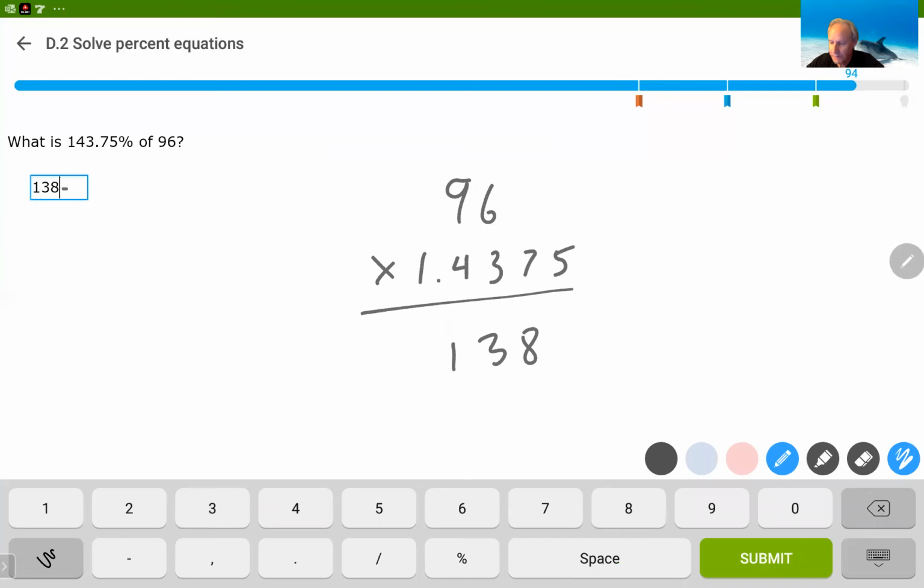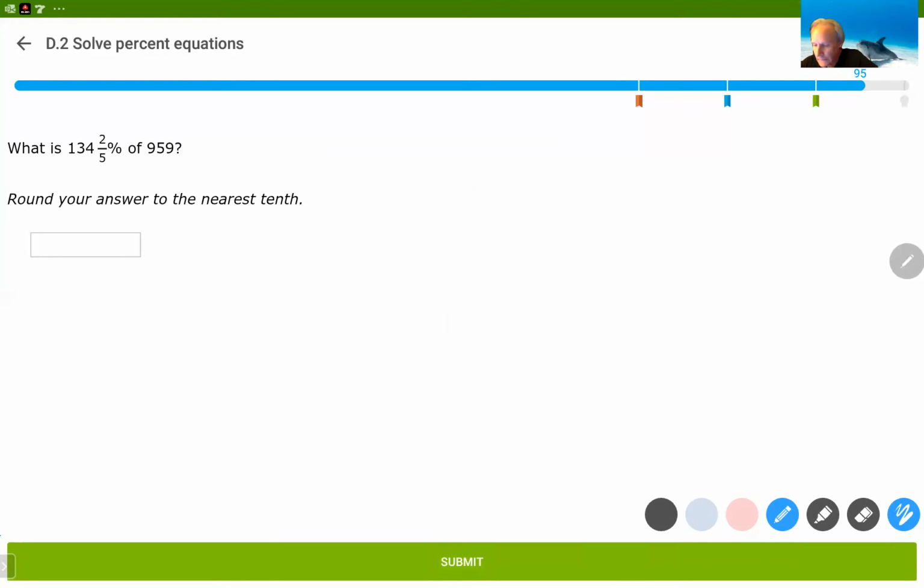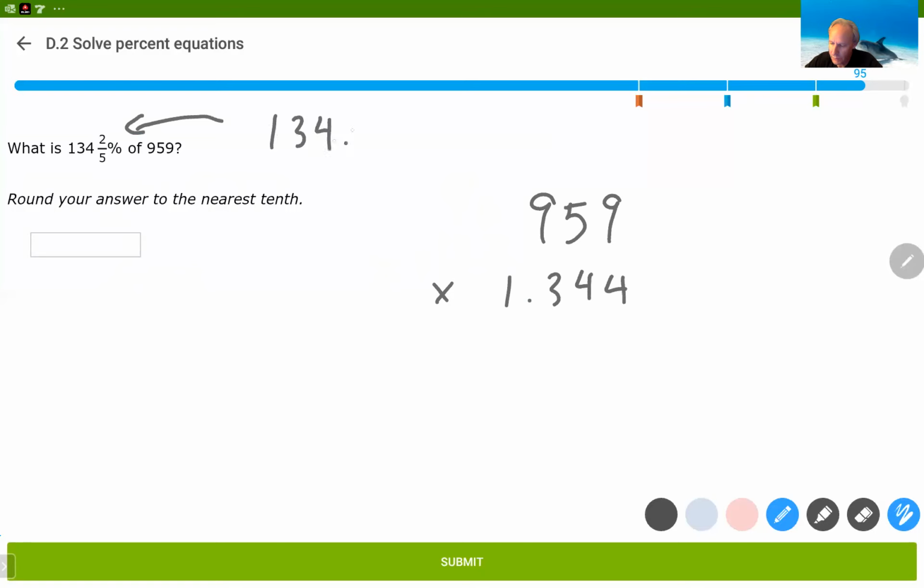Let's see if it makes sense. We want it to be about 1.5 times as big as 96, and it is. Okay, about 1 1/3 of that, which is going to be about 1,200. So we're talking about 959. I'm going to multiply by 1.34. And then 2/5 is the 0.4, so it's going to give me an extra 4 on there. That is 134.4%. And I just moved it 2 decimal places over.